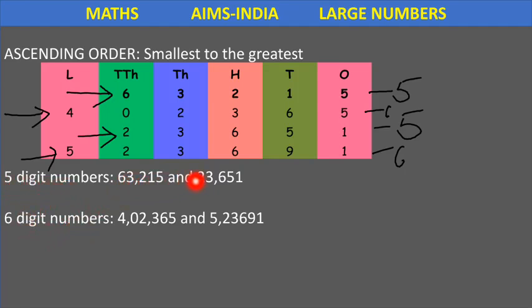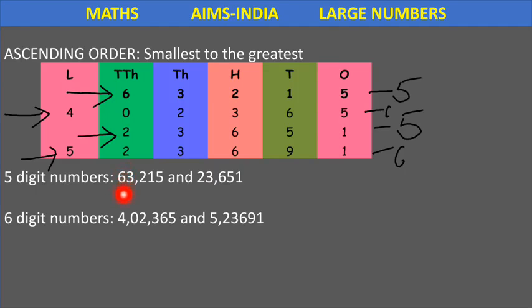So first let us compare the 5-digit numbers. Why? Because this is ascending order, we are writing from the smallest number. So we should take the smaller numbers first. 5-digit numbers are smaller than 6-digit numbers. Now we are having two 5-digit numbers here. Let us compare and find out the smaller among these two.